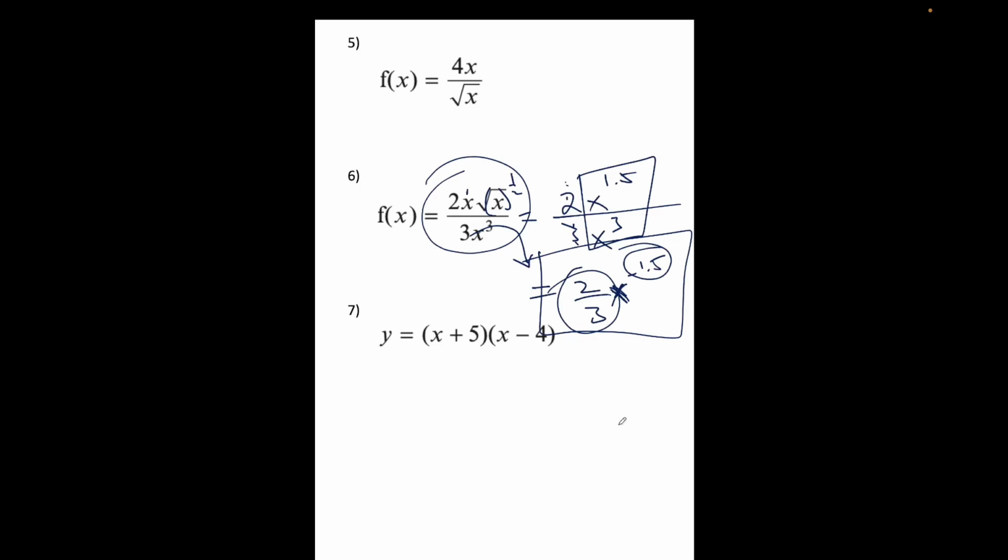You'll find it's going to be negative 1, so it's going to be negative x to the power of negative 1.5 minus 1, which is negative 2.5, just like that.